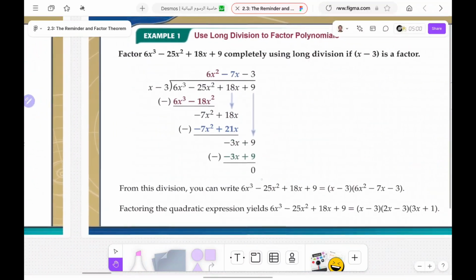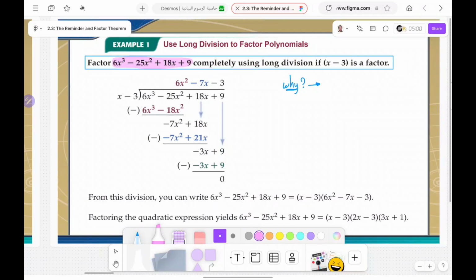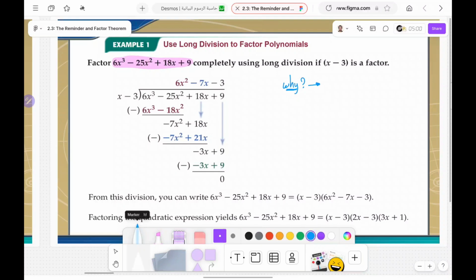Now, let's see an example to make sure that we understand the concept. First, we need to start dividing, factor 6x cubed minus 20x squared plus 18x plus 9. Before we start dividing, we have a question we need to ask ourselves: why do we divide polynomials? I will tell you why. We divide polynomials to factor the polynomial. If I ask you to factor this polynomial, do you know how? No, you don't know how to factor this polynomial because there is no common factor. There is nothing that can be simplified here.